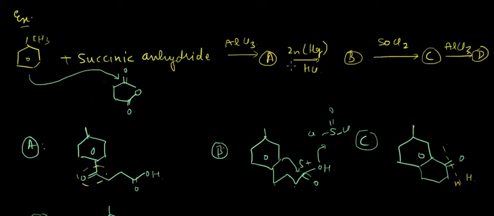Then you are reacting the product A with zinc amalgam in presence of HCl. You get a product B, and then SOCl2 and then AlCl3. So you have to determine what all products would be formed. So this is the structure of succinic anhydride.